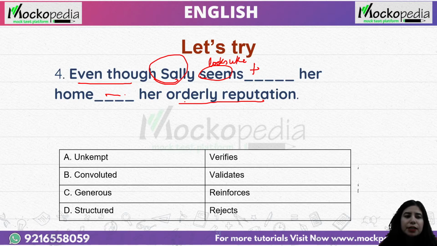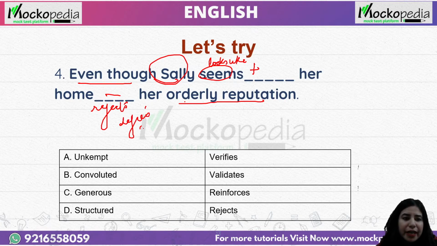So the first is unkempt. Her home, a dash her orderly reputation. Reputation is orderly, right? So that means the first word should be a positive one, right? So let's see. Maybe you can start with the negative one if you would want. Her home rejects her orderly, or defies, right? Or negates. That's how you can fit in, right?